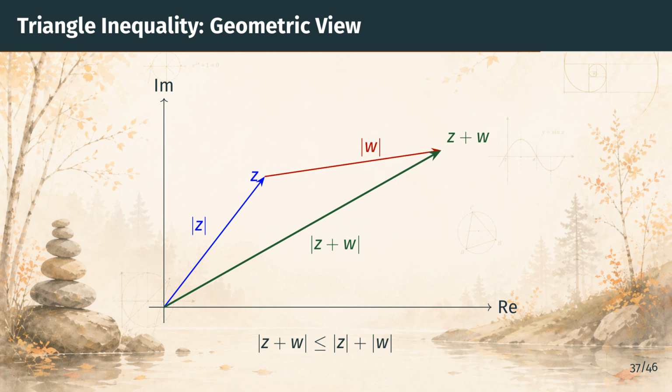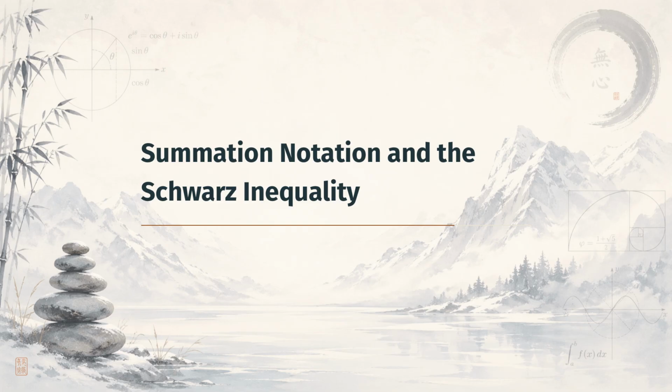The triangle inequality says that the length of the green side, the direct path, cannot exceed the total length of the blue and red sides, the indirect path through z. This is exactly the statement that one side of a triangle is at most the sum of the other two sides. We now move on to the final topic of this section, the Schwarz inequality.